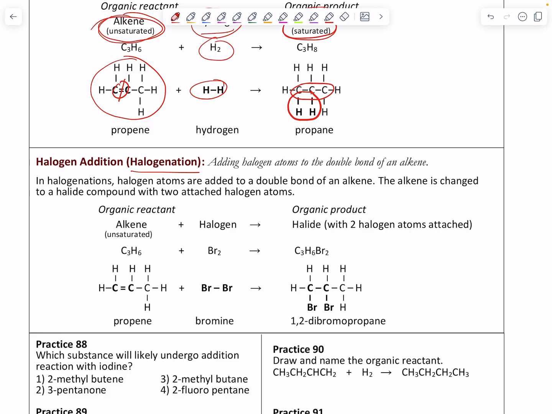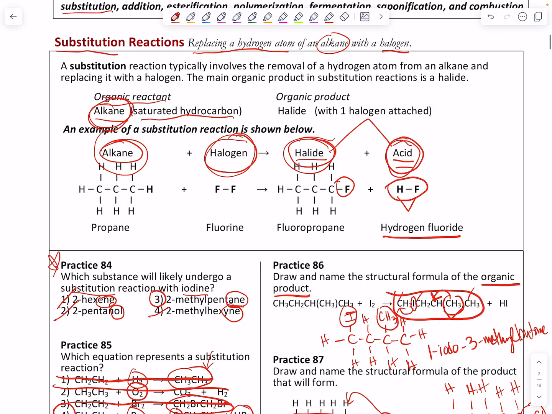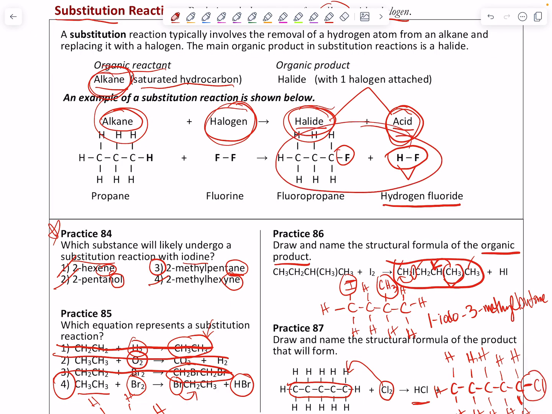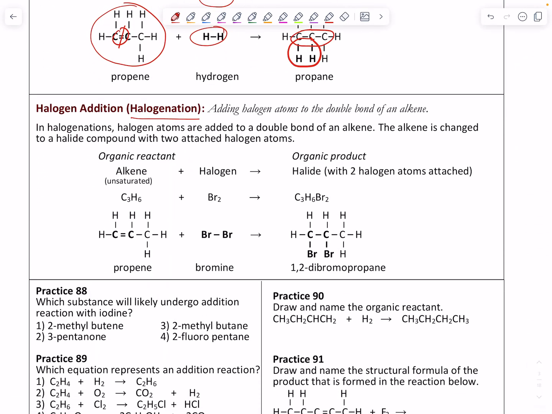So the difference between this one and the substitution that we saw up here is that for substitution, we have two products. We're just substituting one halogen atom for a hydrogen and then also producing an acid, okay? For addition with halogens, for halogenation, if you look over here, there's only one product. So we're literally adding the atoms of the halogen onto the molecule in order to saturate it and make something that has all single bonds.